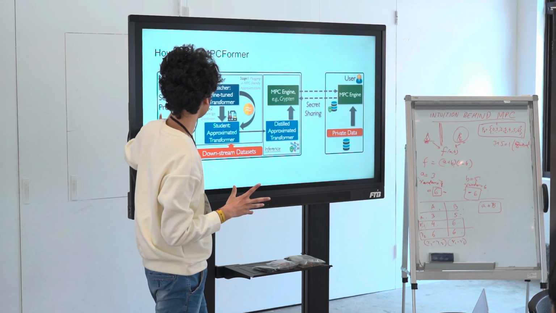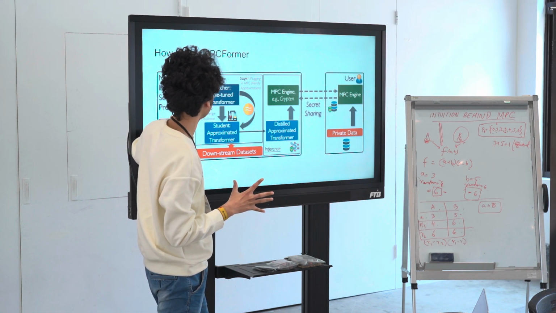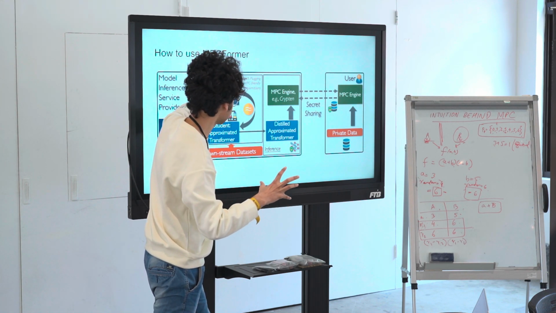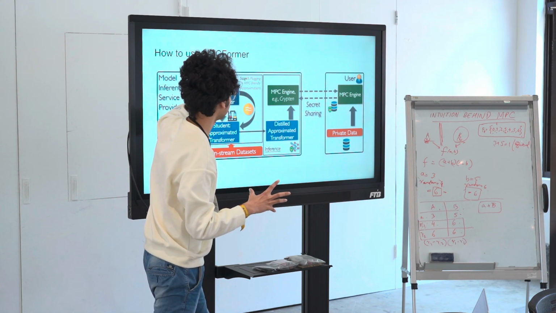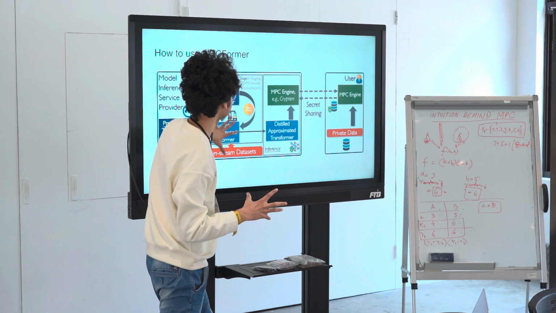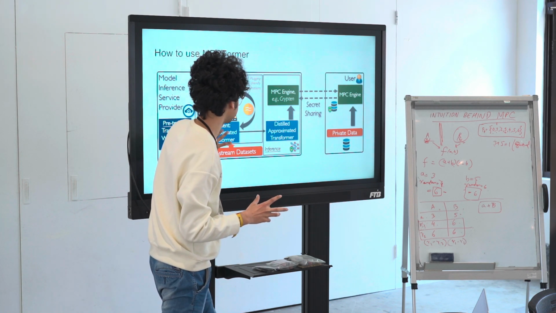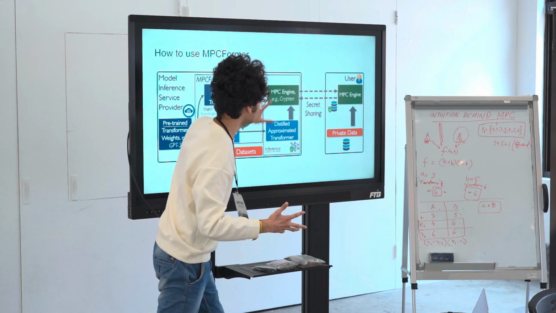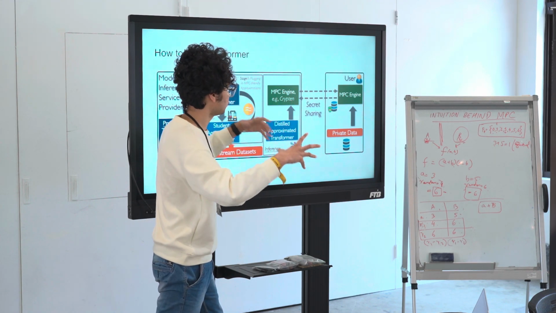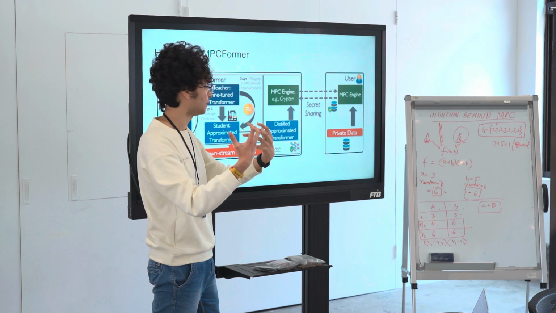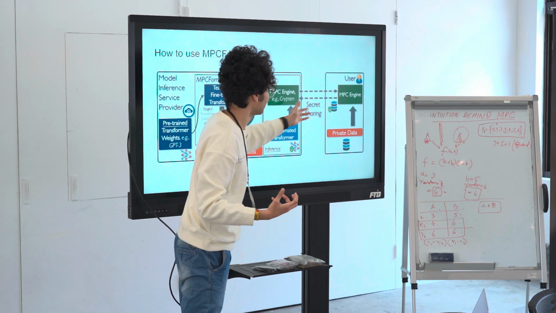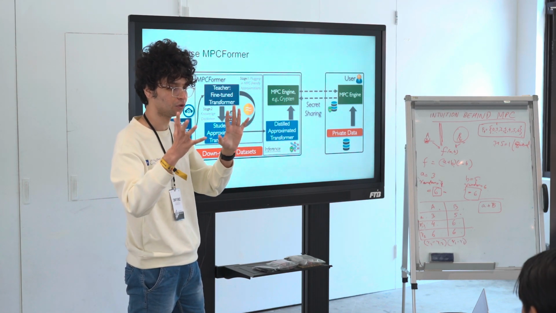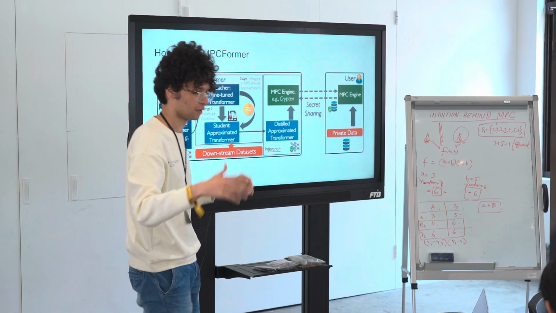So you start off with the vanilla trained model, you apply some approximations to make it faster, but then you lose out on the accuracy, and then you apply the second technique of knowledge distillation to get back the accuracy as well. Then you run the MPC engine over it to achieve the privacy guarantees that you want, and at the end you can use it like any other tool like ChatGPT.